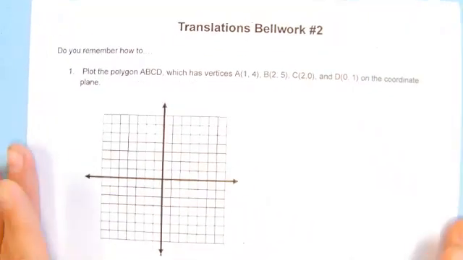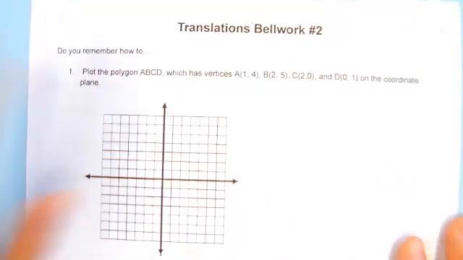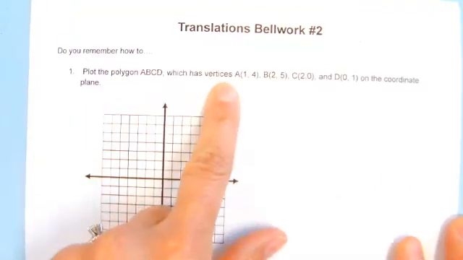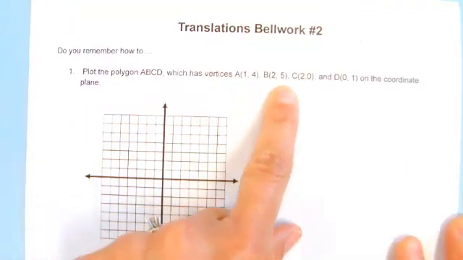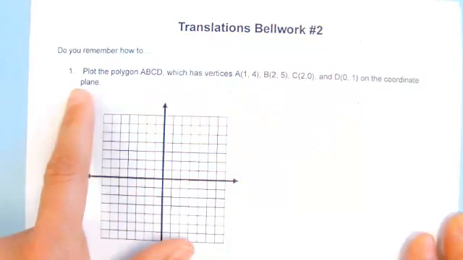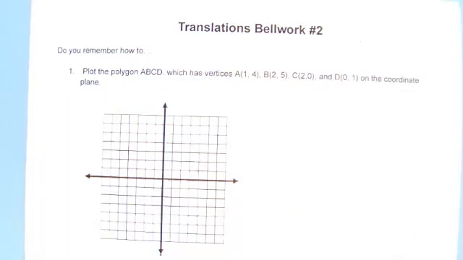So, today we'll start. Do you remember how to plot polygon ABCD, which has vertices A (1, 4), B (2, 5), C (2, 0), and D (0, 1) on the coordinate plane? Remember that plot means put it on the graph, and vertices just means corners.